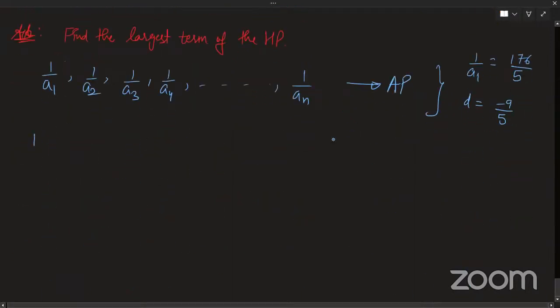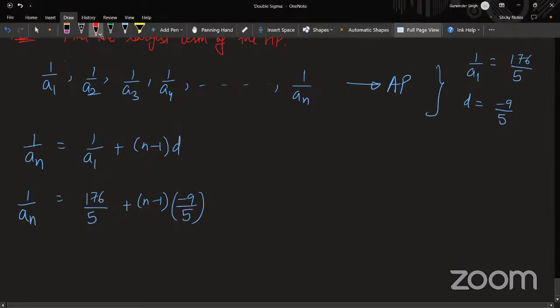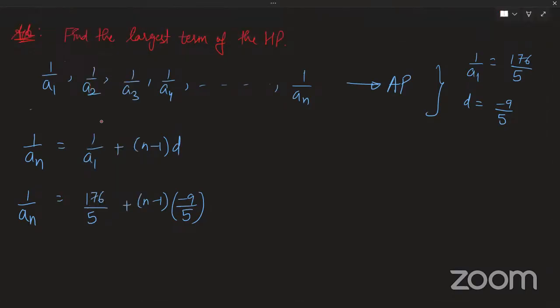So can you tell me 1 by AN is equal to 1 by A1 plus N minus 1 into D, right? So it will be equal to 176 by 5 plus N minus 1 into D. D is minus 9 by 5. Right, everyone? So this is my value of 1 by AN. So now can you tell me what is the value of AN? What will be my nth term?